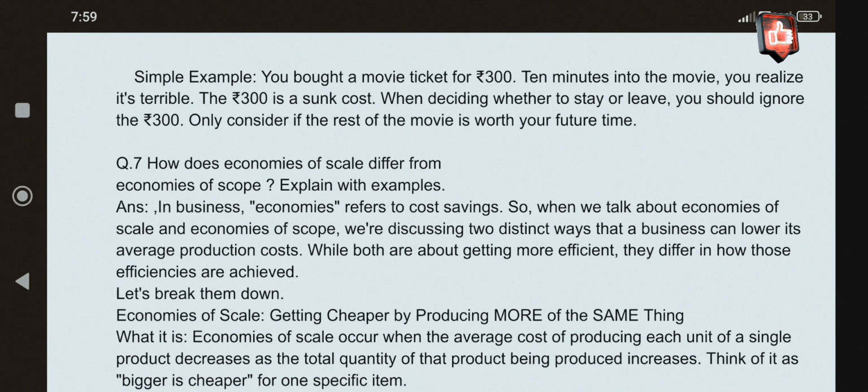Simple example: you bought a movie ticket for 300 rupees. 10 minutes into the movie, you realize it's terrible. The 300 rupees is a sunk cost. When deciding whether to stay or leave, you should ignore the 300 rupees. Only consider if the rest of the movie is worth your future time.